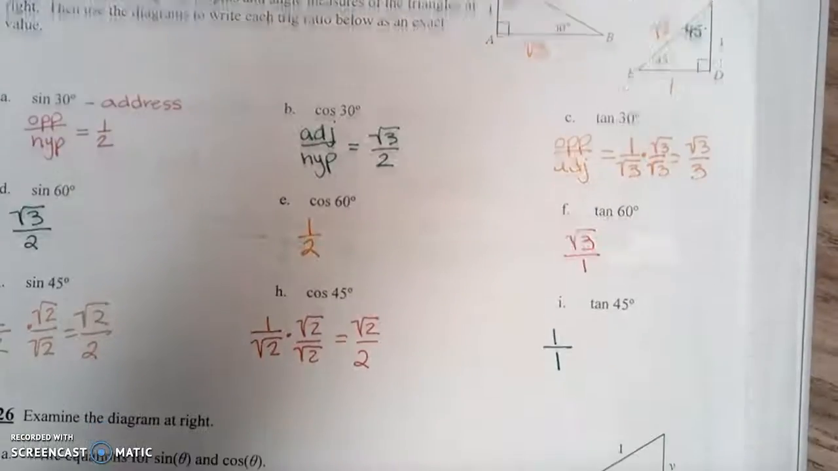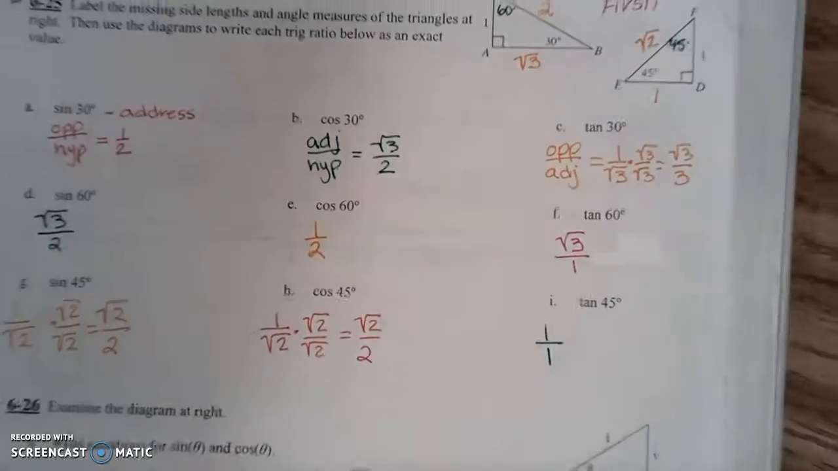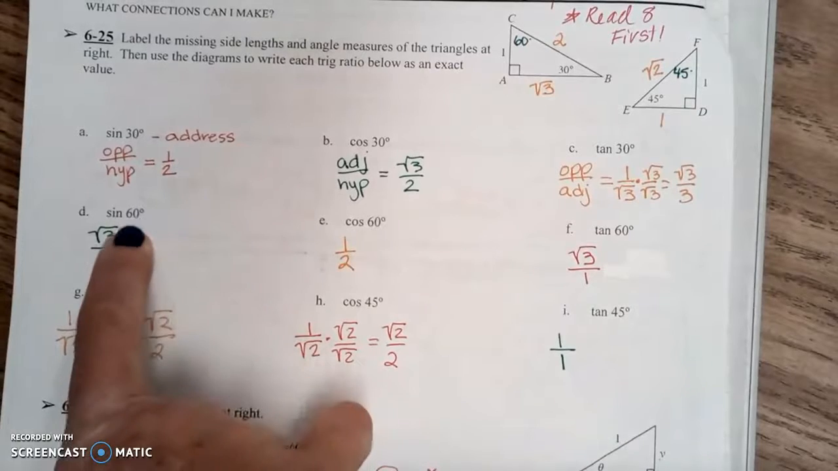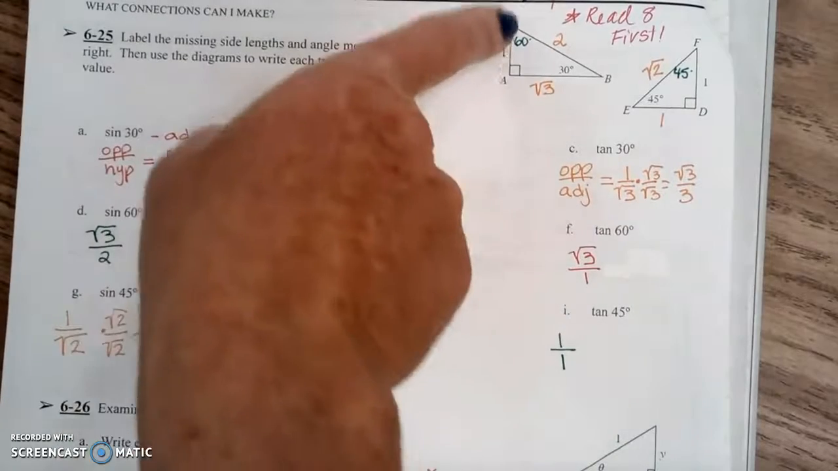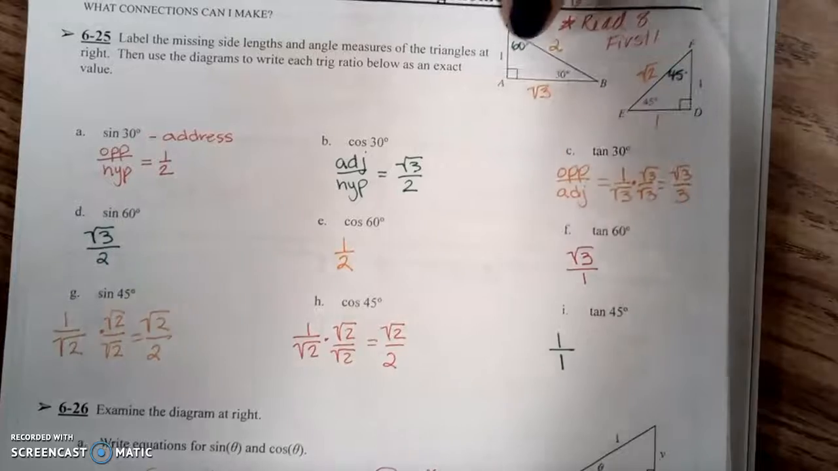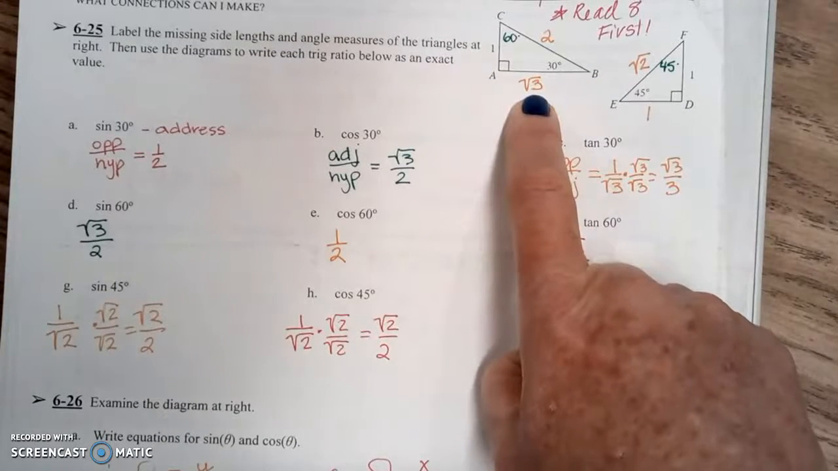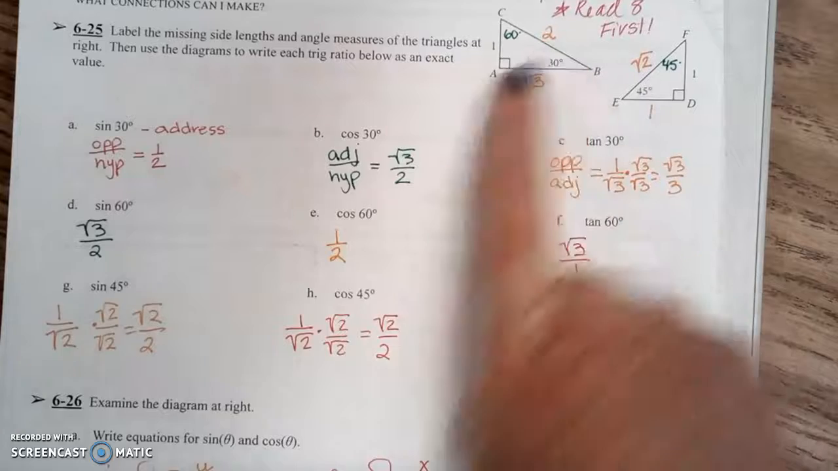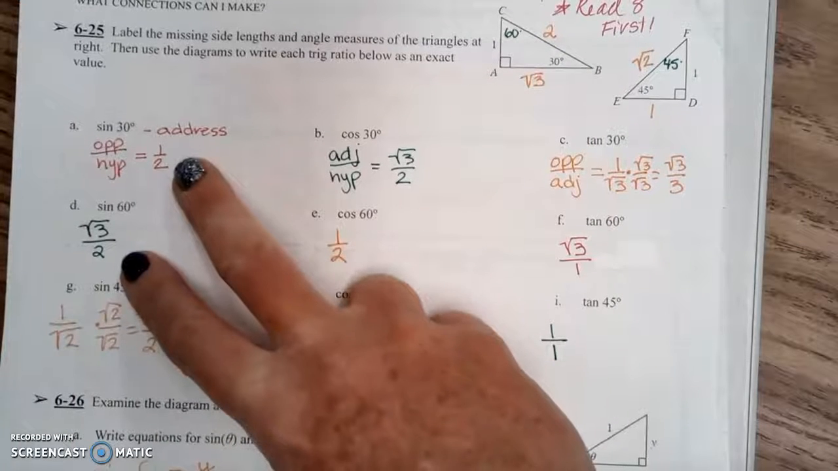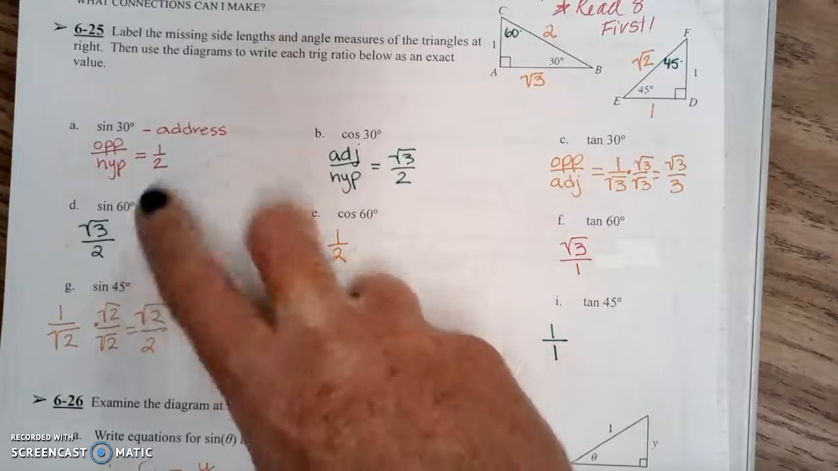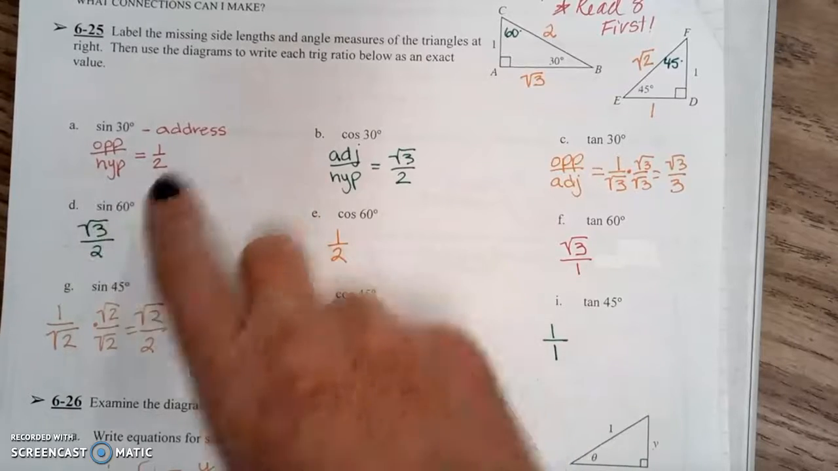For the next row, it's switching address on us, okay? Now it wants us to go to the 60 degrees, so over here, and the sine is going to be the opposite, which is the square root of 3, over the hypotenuse, which is 2. So notice that these both have the same hypotenuse, right? Because they're on the same triangle, okay?